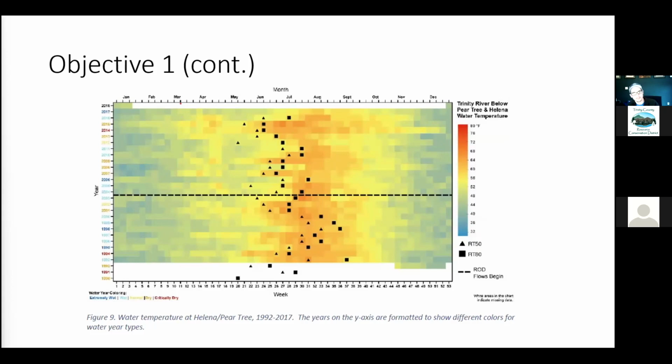So this is outmigration. One of the main triggers for outmigration is temperature. This is temperature at Helena and the Pear Tree screw trap. You can see that once the water gets warm, those fish tend to move out. Again, it's about a 12-week period that most of this encompasses, and it's pretty highly variable from year to year, but it generally falls within that 12-week range.